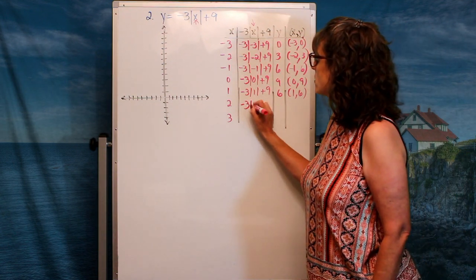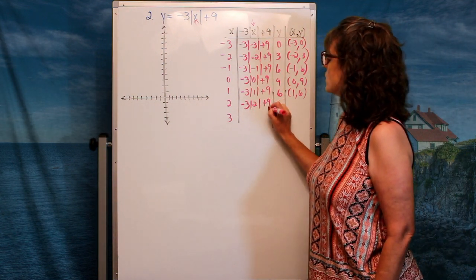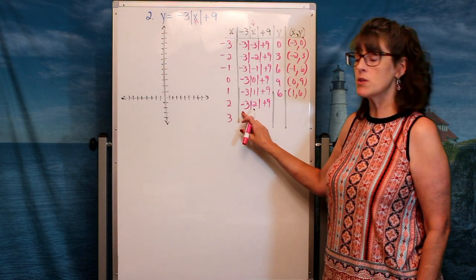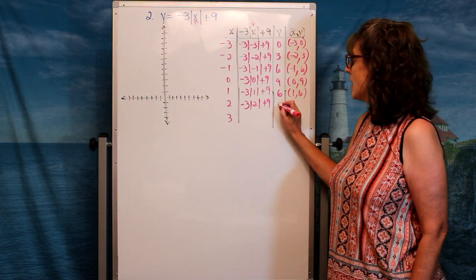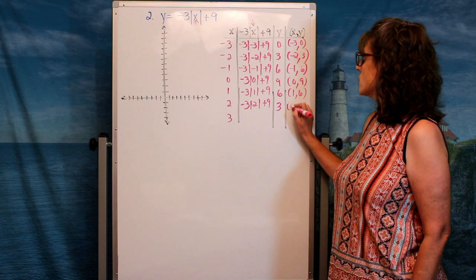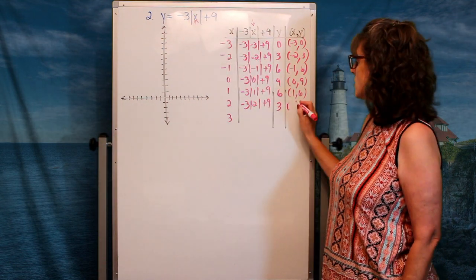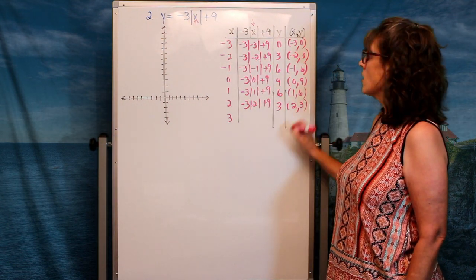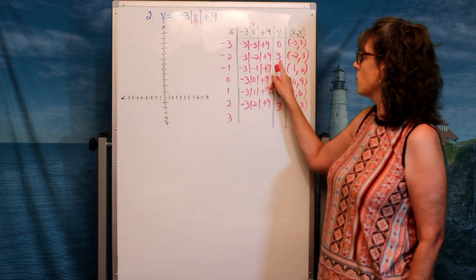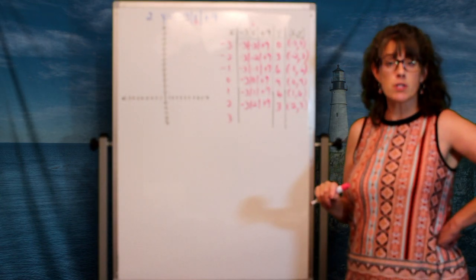Well, let's try out our 2. Absolute value of 2 is 2. 2 times -3 is -6. -6 plus 9 is 3. So the relationship established here says when x is 2, y is 3. Well, that's interesting. When x was -2, y was 3. Are you noticing something?